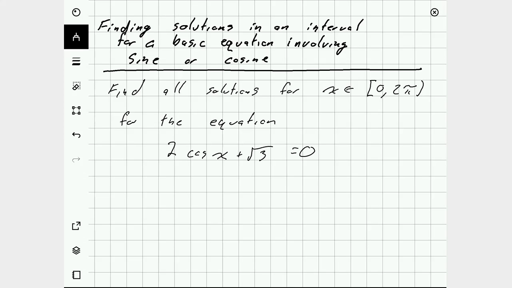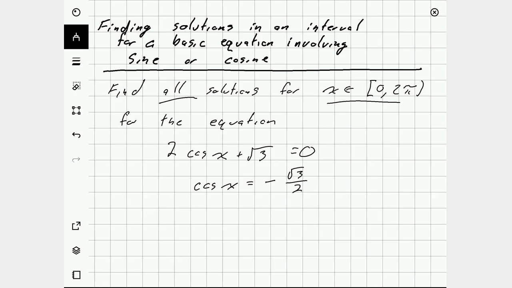Following the rules of algebra, I can subtract root 3 from both sides of the equation and divide both sides of the equation by 2 to get that the cosine of x is the negative of square root of 3 over 2. And you could use a calculator and you could use the inverse cosine to find a specific value, but that's not what we're going for. We're looking for all solutions within this interval, within the unit circle from 0 to 2 pi, complete revolution.